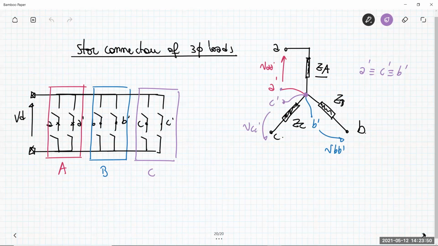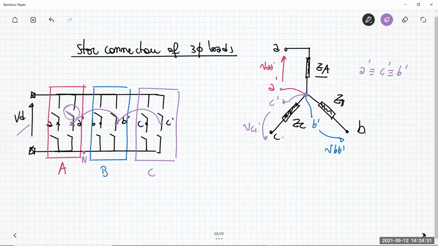So let me consider what happens here. I have that A prime, B prime, and C prime are connected. So what does it mean that they are connected? For example, if I consider this switch here, if I close this switch, the voltage between this node A prime and this node N here becomes VD.